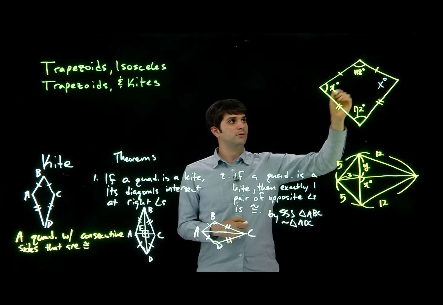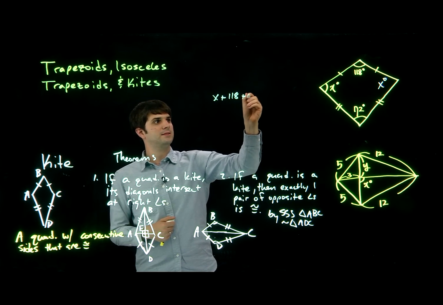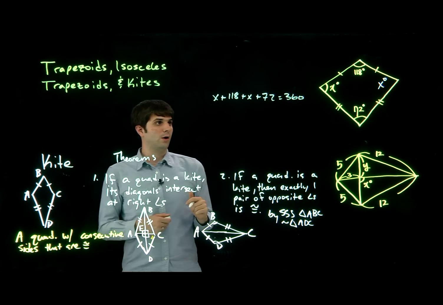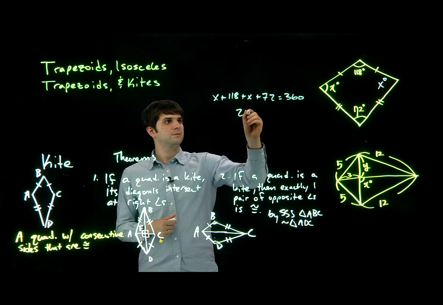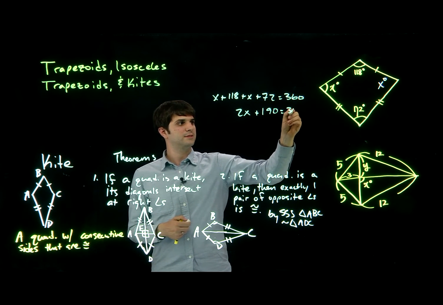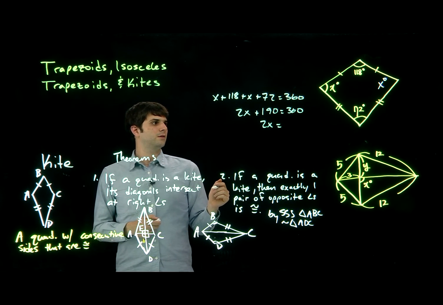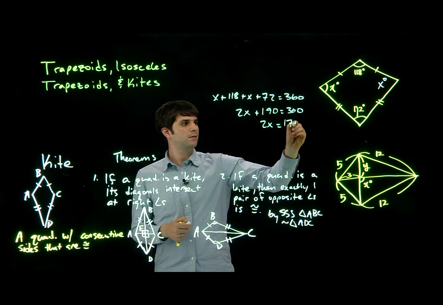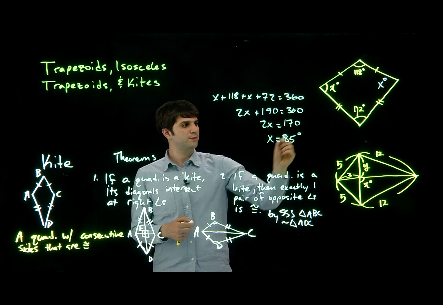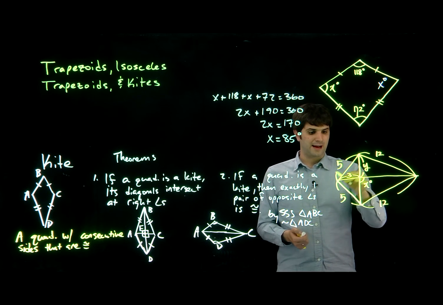And we know that this is a quadrilateral, so there are 360 degrees total. So x plus 118 plus x plus 72 is going to equal 360 degrees in a quadrilateral. So we get 2x plus 190 equals 360. So 2x equals 170. So x equals 85 degrees there.